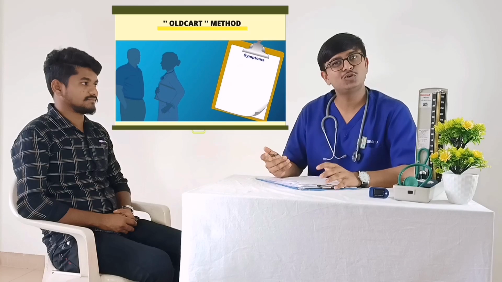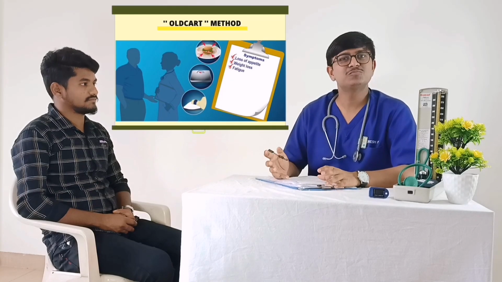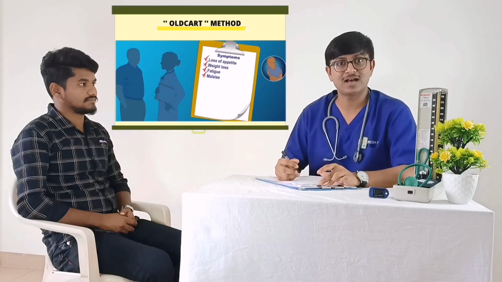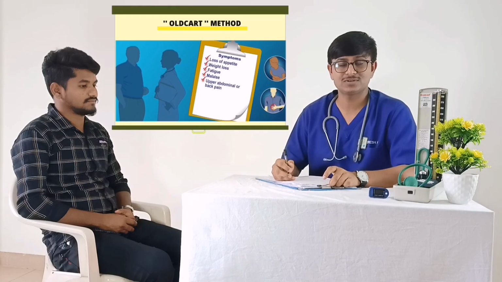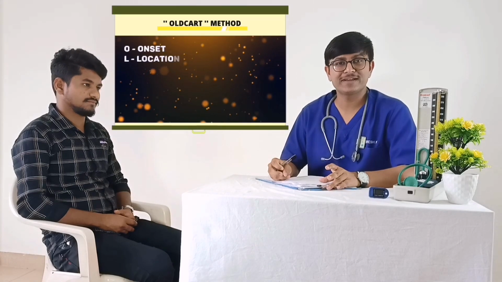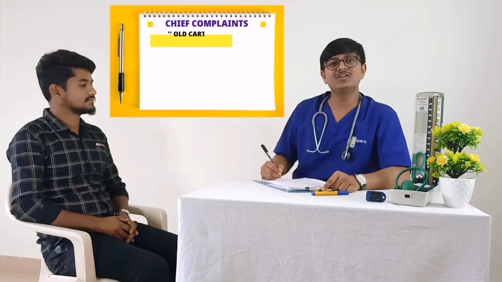Now, while collecting chief complaints, the WORD CARD acronym is a useful tool for exploring each of the patient's presenting symptoms in more detail. It is most commonly used to explore pain, but it can be applied to most other symptoms, although some elements may not be relevant to all symptoms. WORD CARD expands to O for onset, L for location, D for duration, C for characteristics, A for associated manifestation, R for radiation, T for treatment. So, let us begin with the chief complaints. Now I will follow the WORD CARD acronym.